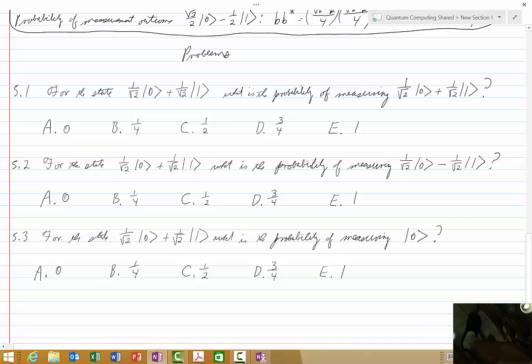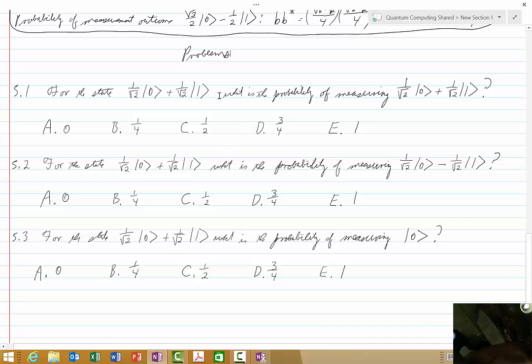So let's go ahead now and talk about problems for this lecture. So the problems for lecture 5 will be the following. In each case, we're dealing with a state 1 over square root of 2, 0 plus 1 over square root of 2, 1. Same here, and same here. The only way in which these problems differ is the following.